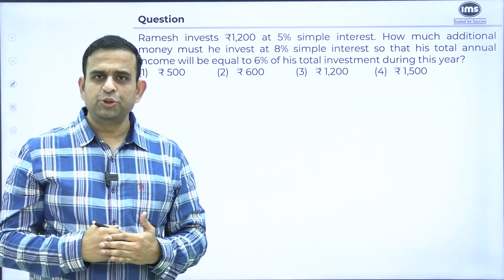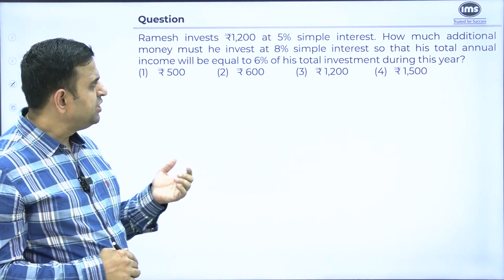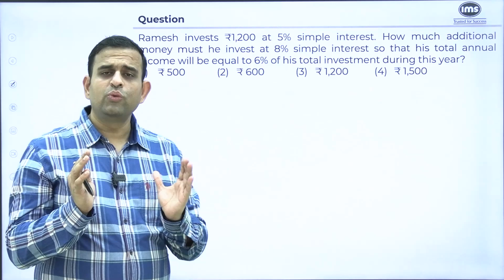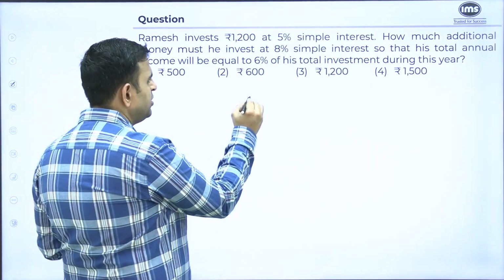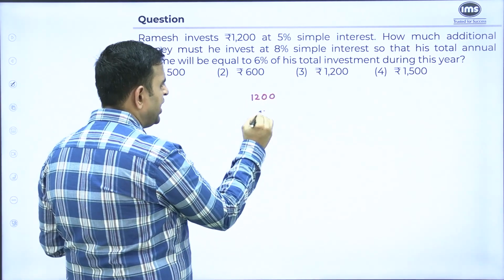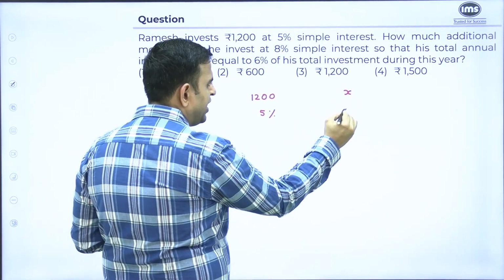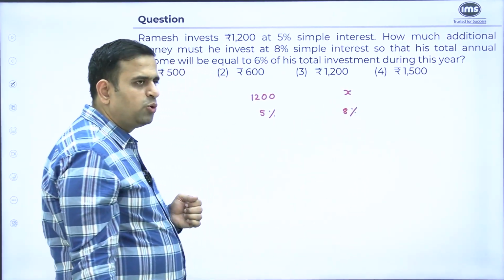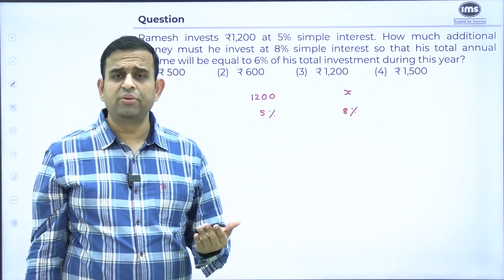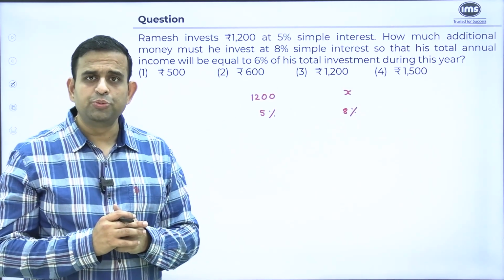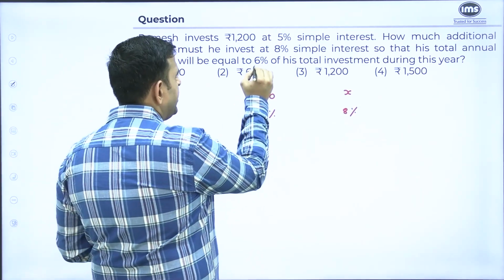If I look at the next approach with the help of allegation, it says that Ramesh invests 1200 at 5% simple interest. So understand, 1200 was put at 5%. Some more amount, which I don't know right now, was put at 8%. Please note, neither the entire money was put at 5% nor the entire money was put at 8%, but the eventual return happens to be nothing but 6%. So when combined, the entire money gives you a return of 6%.